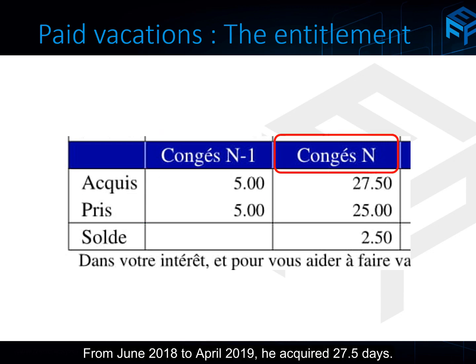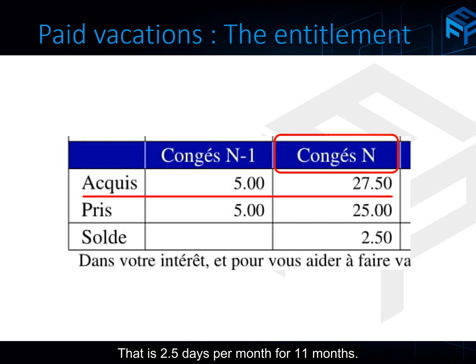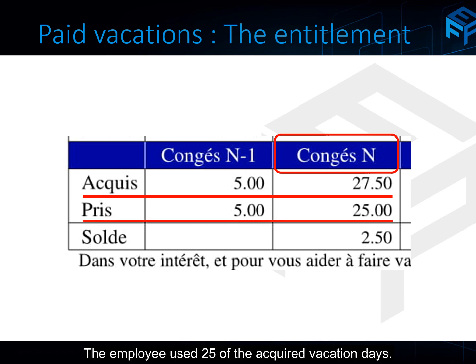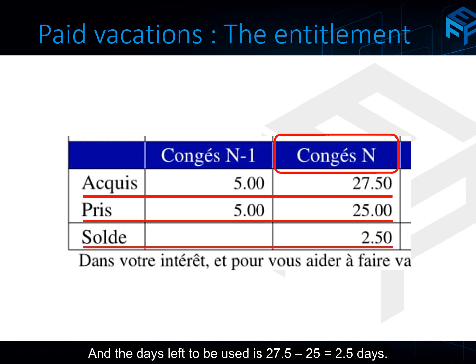From June 2018 to April 2019, he acquired 27.5 days, that is 2.5 days per month, for 11 months. Since the acquisition period is not over yet, the number of days acquired is not yet rounded to the highest digit. The employee used 25 of the acquired vacation days. The pris is worth 25 days, and the days left to be used is 27.5 minus 25 equal 2.5 days.